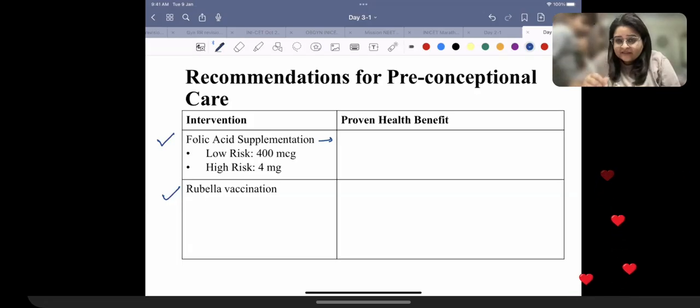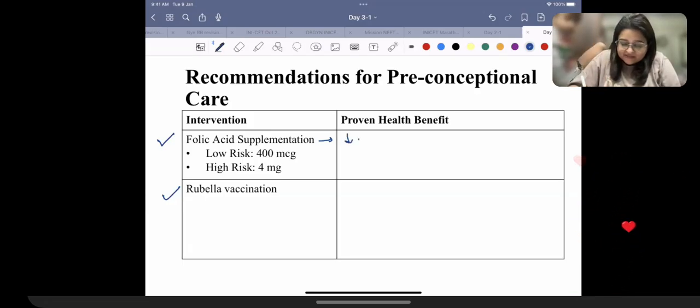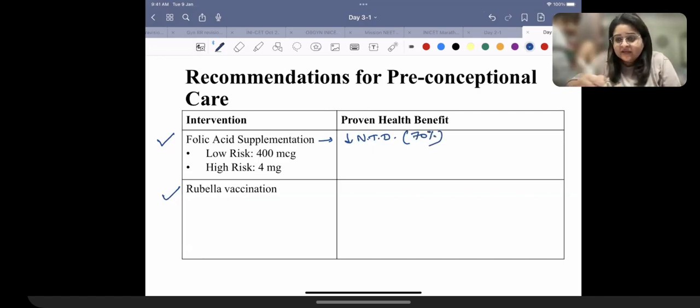What is the proven health benefit? It reduces the incidence of neural tube defects. That is the benefit of folic acid supplementation. By how much? By almost 70%. Now, how much to give and whom to give, that is important. In low risk women, we give 400 microgram per day. In high risk women, we give 4 milligram per day. Some guidelines will say 500 microgram and 5 milligram because that is the actual dose available in most tablets.